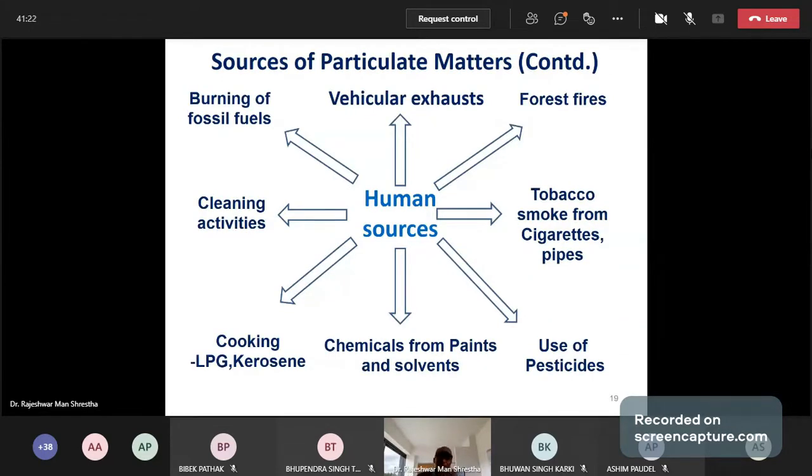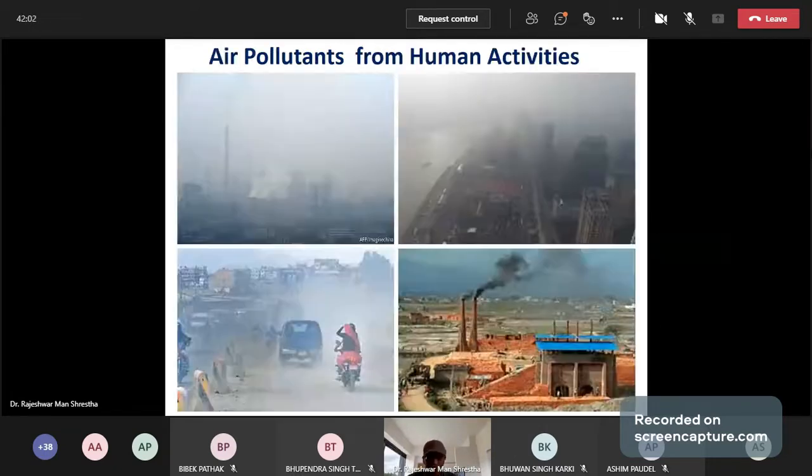Sources of particulate matter from human activities include the burning of fossil fuels, vehicular exhaust, forest fires, cleaning activities, tobacco smoke from cigarettes and pipes, cooking, and fuels like LPG, kerosene, and diesel. Also chemicals from paint and solvents. When we use paints, they release a small amount of particulate matter into the atmosphere, solvents also. And the use of pesticides also releases particulate matter. Particulate matter means solid or liquid droplets.